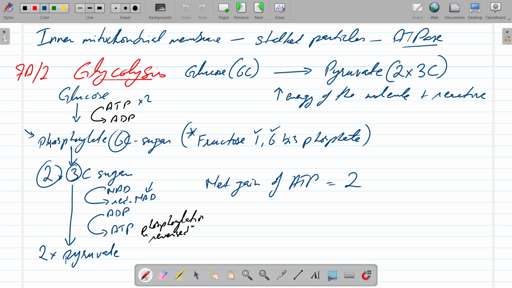I mentioned that the phosphorylated 6-carbon sugar is the fructose 1,6-bisphosphate. Then you have the 3-carbon sugars, the triose phosphate, as it is called in Cambridge. So it's not mentioned here in your Edexcel book, but it is mentioned as triose phosphate in Cambridge. This is where glycerol enters after being converted to GLP by phosphorylation.